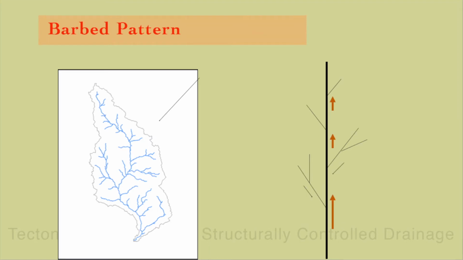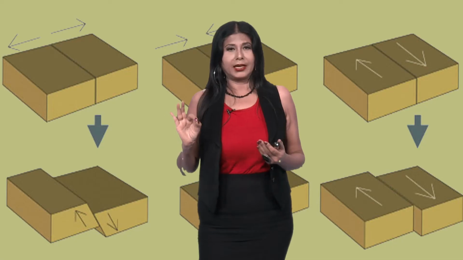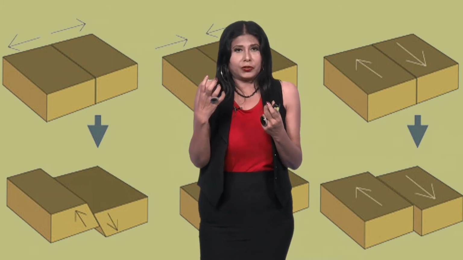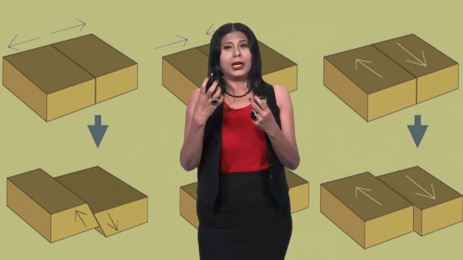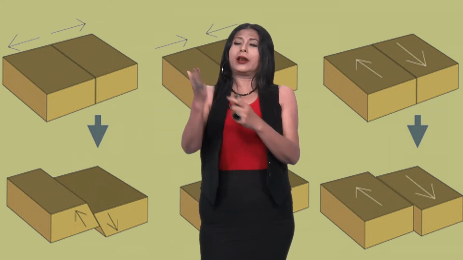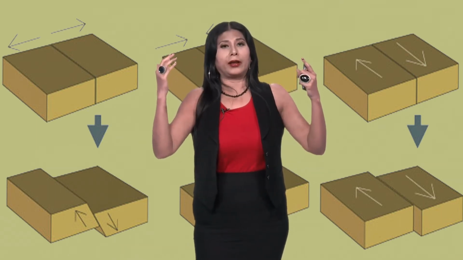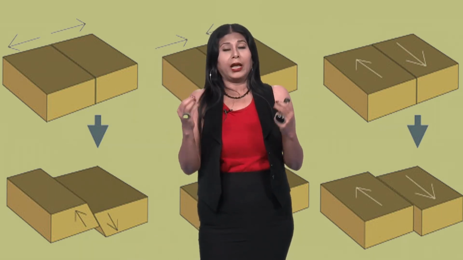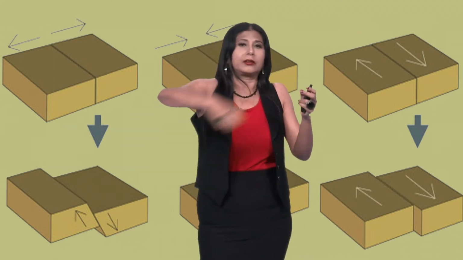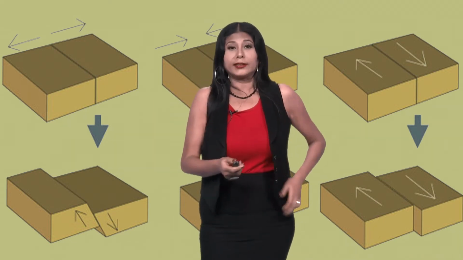Under normal circumstances, a tributary will never join from the opposite direction like this. But it can happen if it is controlled by tectonics. Such a deferred or unusual junction, where a main river is joined by a tributary in the opposite direction, is called the bar pattern.